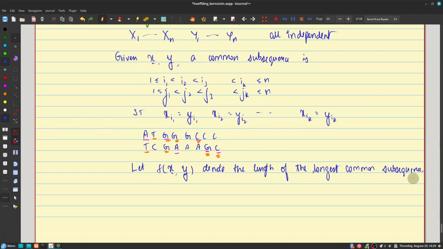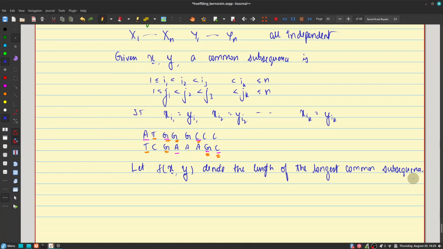Computing the expectation of f of xy is very hard, because even if you assume that x1 through xn are uniformly distributed between 0 and 1, or even, in this particular case, Bernoulli half, an exact expression for f of x comma y is not known, even asymptotically. There are bounds known and these bounds don't match. They're between like 0.6 and 0.8 times n, for large enough n.